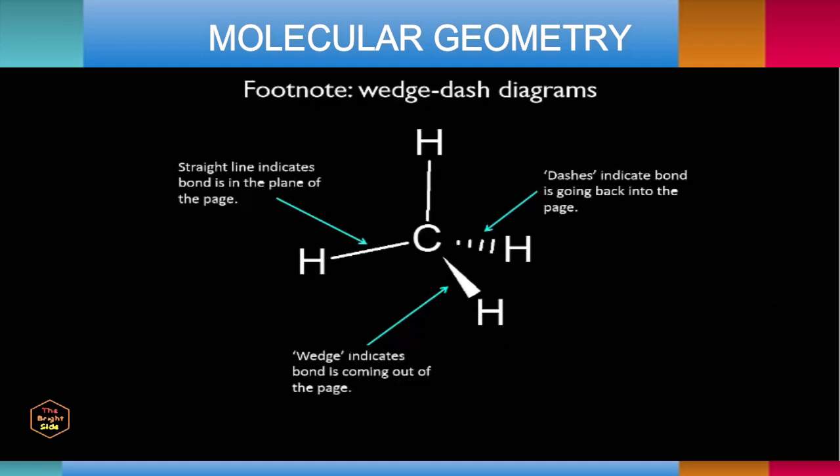Well, this is where I have to introduce you to wedge-dash diagrams. This is a simple way of drawing molecules so that you can indicate the 3D structure. For methane here, the wedge shape indicates that the bond should be poking out of the page, while the dotted bond is receding back into the page. The other 2 bonds, drawn as ordinary lines, are in the plane of the page. Anytime you need to draw a molecule that isn't planar, you can use wedges and dashes to show that.